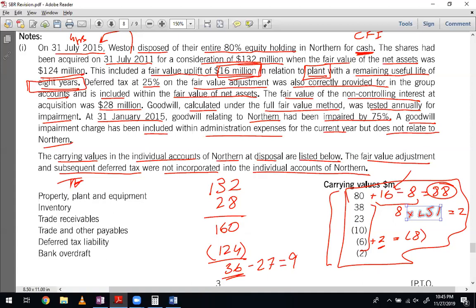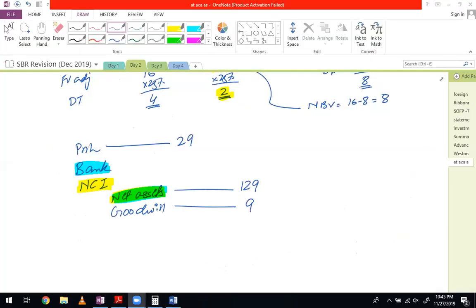Cindy is saying, sir, we included cash already. Yes, Cindy, this is the entry of the disposal that we are making. And later on, we are going to adjust that cash again. Now what we need to know is the NCI. If we get the value of the NCI, we can get the balancing figure as the bank. But when we calculate NCI, we are going to use the working number 3, NCI.